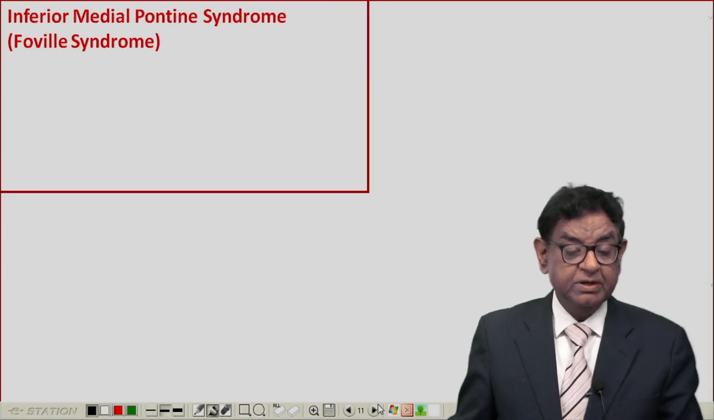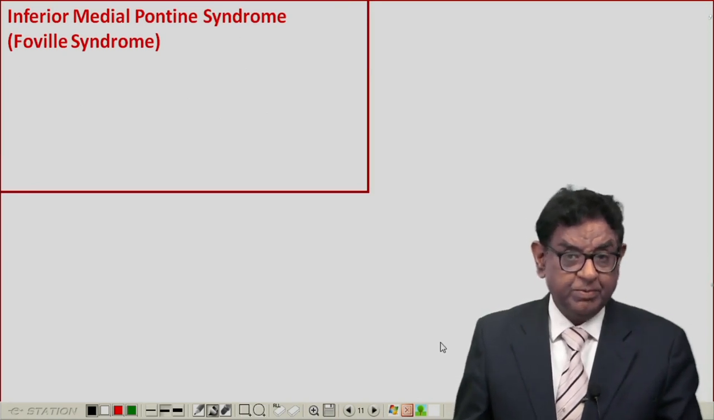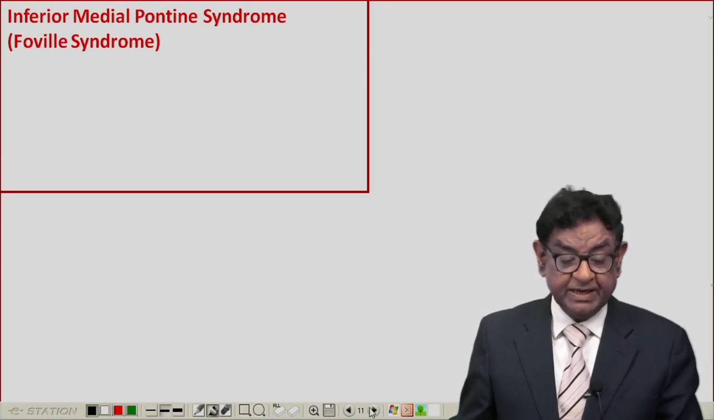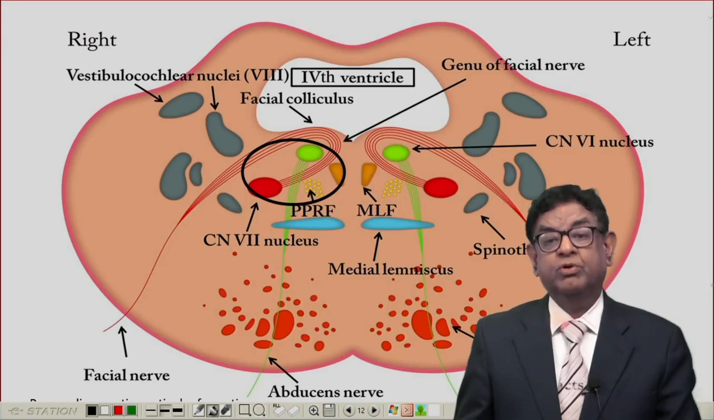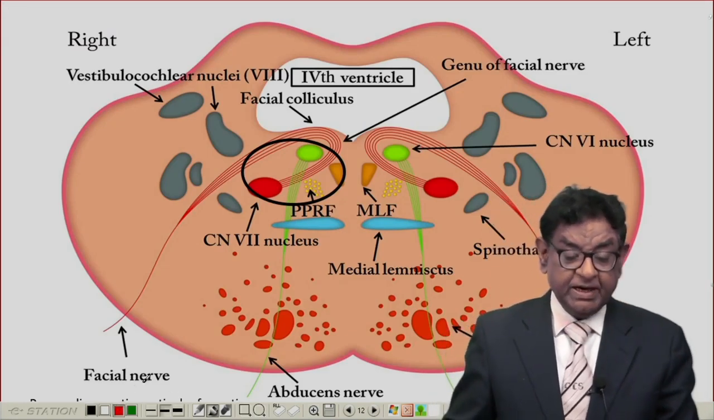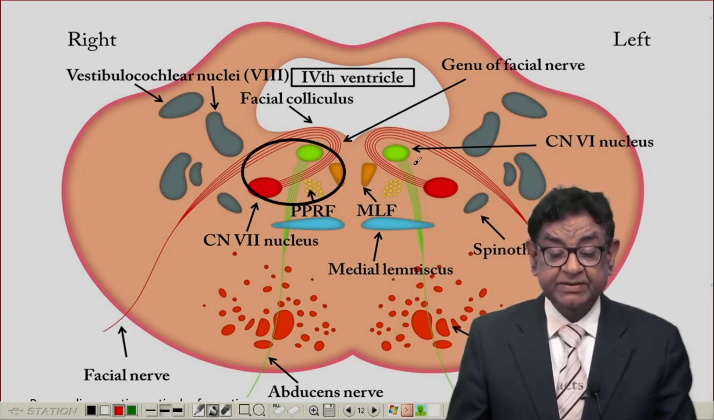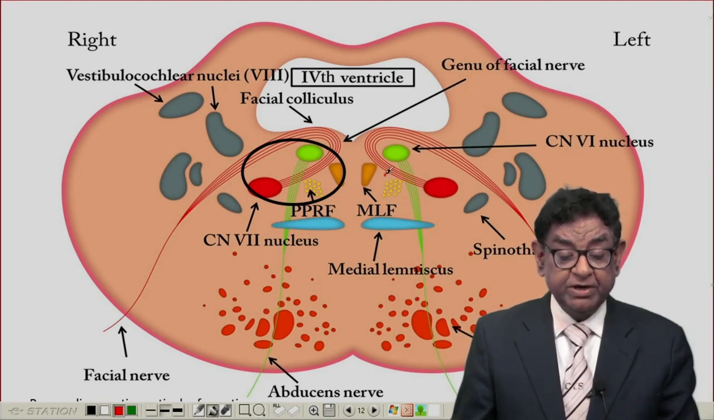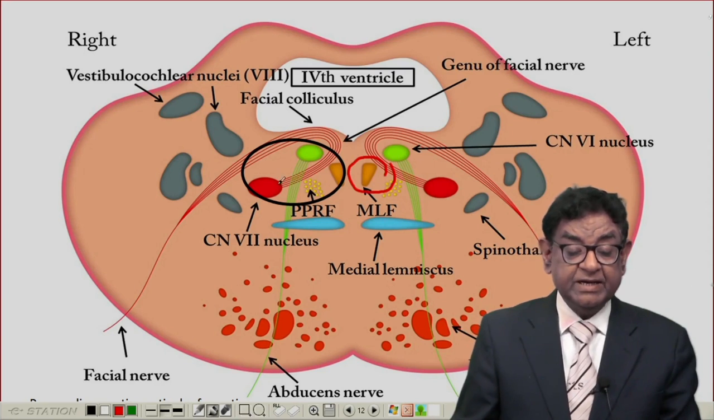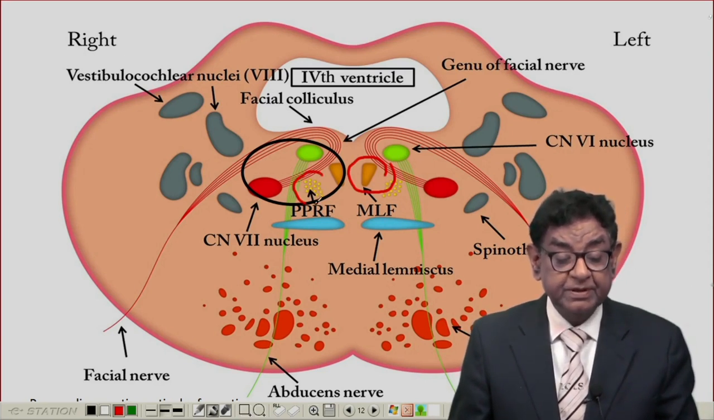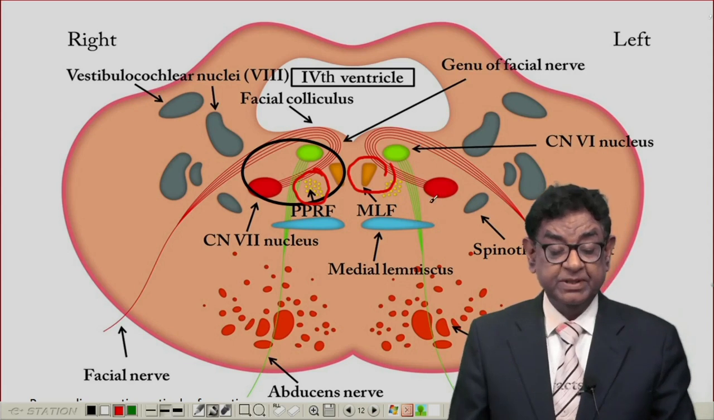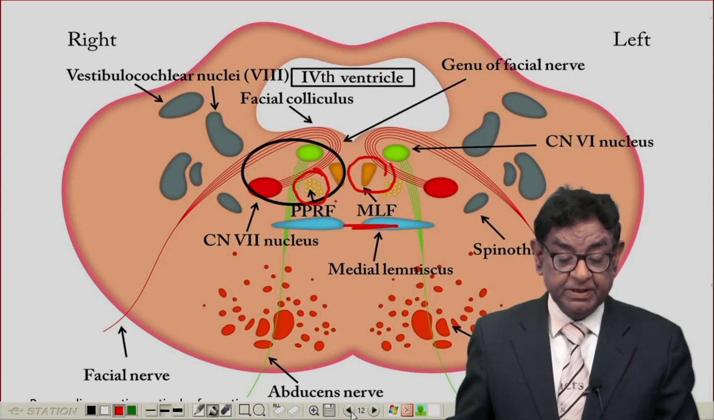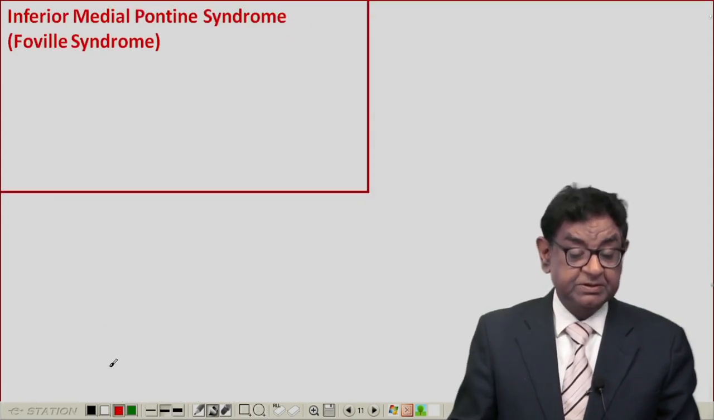Now I would like to talk about a lesion deeper in the pons, that is Foville syndrome. Inferior medial pontine syndrome is the other name, but before that you have to know some more basic concepts. Till now I talked to you regarding the sixth nerve and seventh nerve. Now I'll be talking to you regarding the medial longitudinal fasciculus, and the PPRF. What are these two structures? This you should know. First of all, I'd like to talk about the MLF. MLF is the medial longitudinal fasciculus.